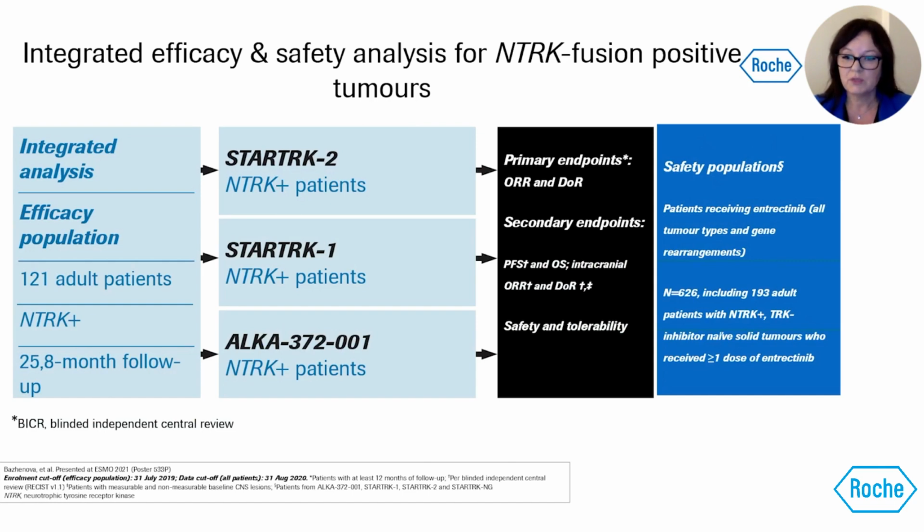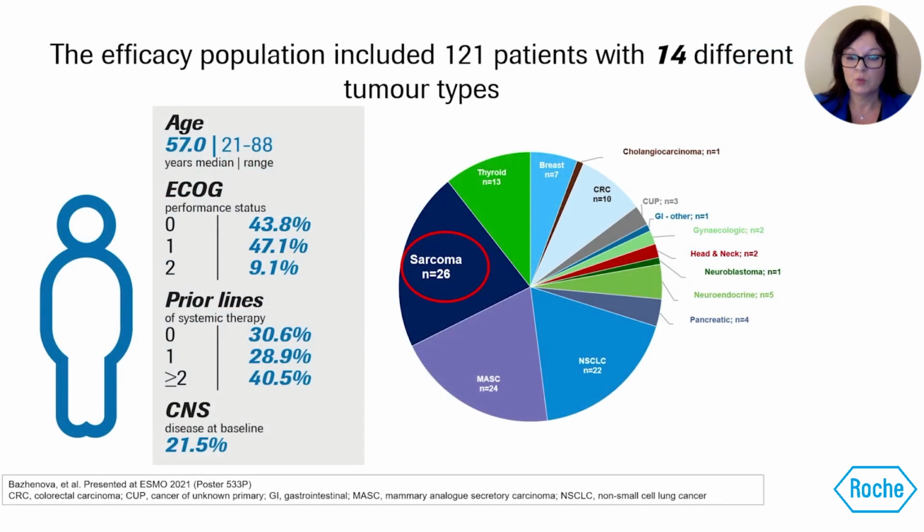The safety population was patients receiving entrectinib, all tumor types and gene rearrangements, and the number was 626 patients, including 193 adult patients with NTRK-positive, TRK inhibitor-naive solid tumors who received more than one dose of entrectinib. And the efficacy population included 121 patients with 14 different tumor types. The number of patients with sarcoma was 26.